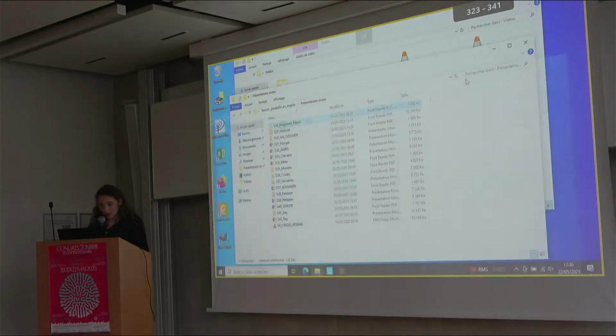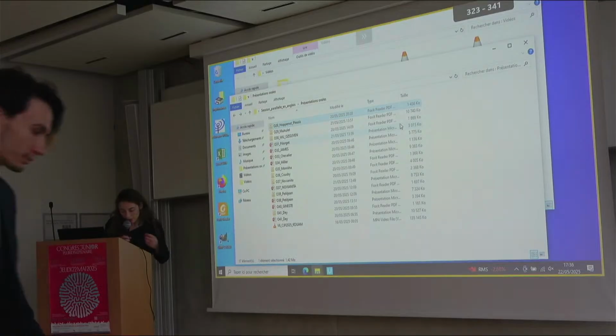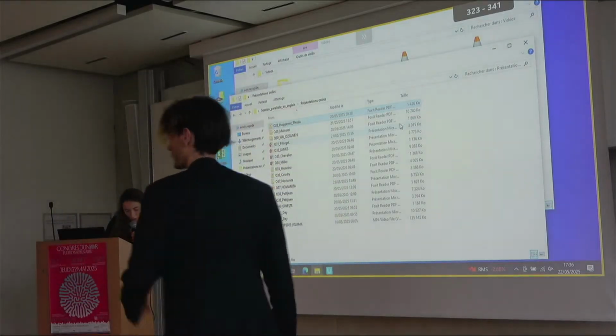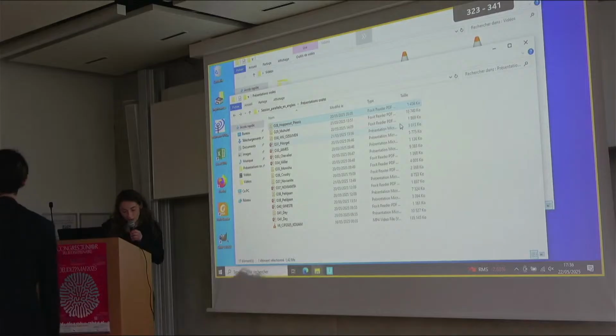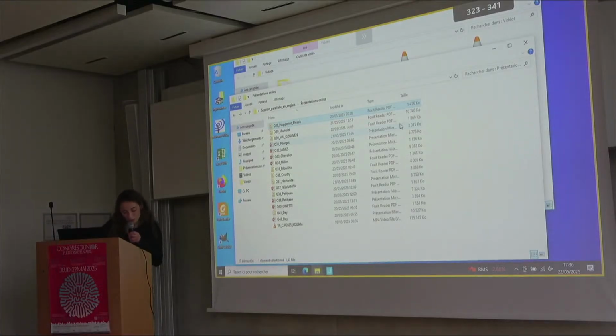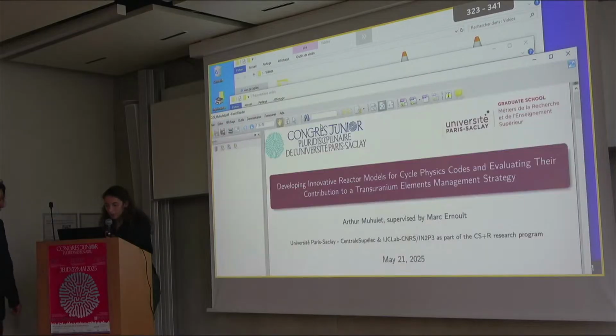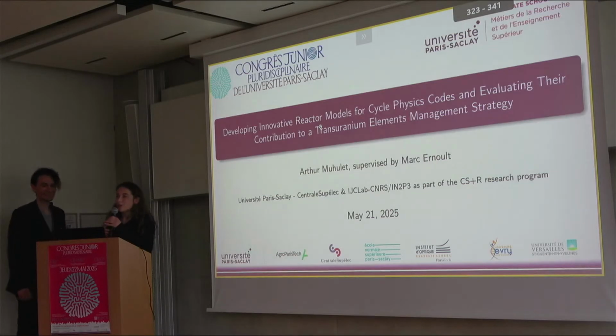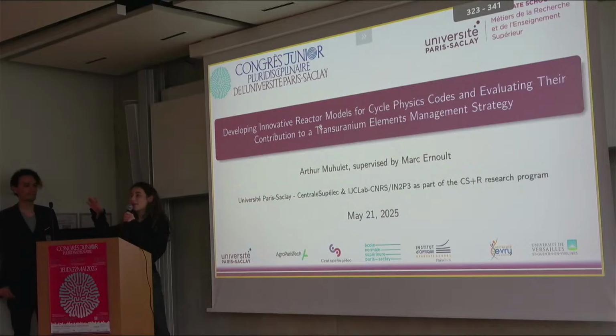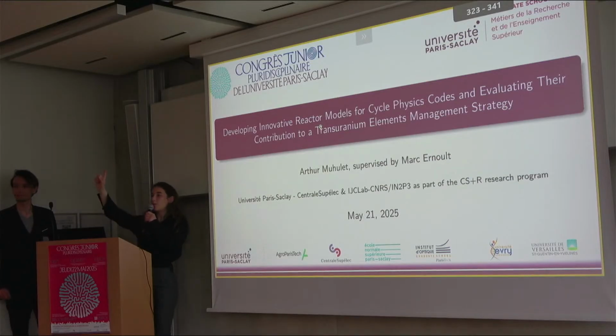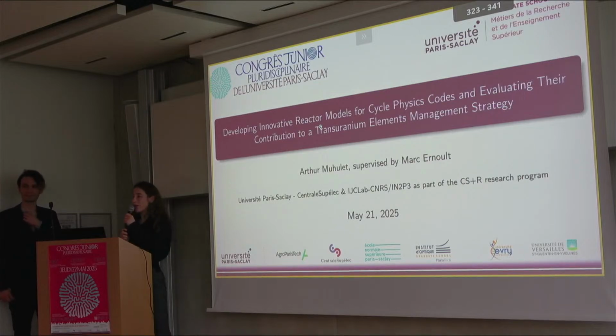So now we're going to listen to Arthur Muley about the development of innovative reactor models for fuel cycle physics codes and assessment of their contribution to a transuranic element management strategy. Just to remind the people that arrived later, I will do this sign when there is just 1 minute left, for the speakers to know where they are for the time.